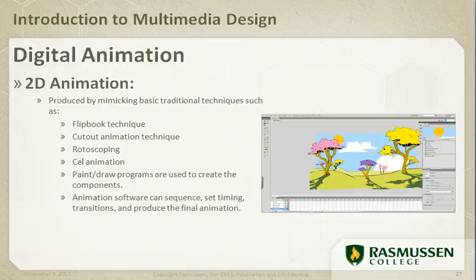So 2D animation is produced by mimicking basic traditional techniques such as the flip book, the cutout technique, rotoscoping, cell animation. Paint and draw programs were used to create the components. And then animation software can sequence timing and transitions and produce the final animation. Here's just a quick screen grab of the Flash interface and how we can see that these techniques have been utilized and can be utilized in Flash today.